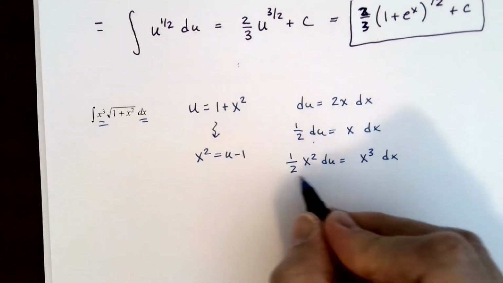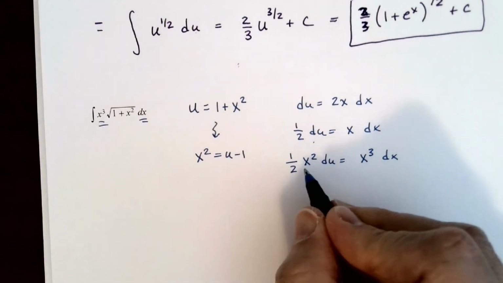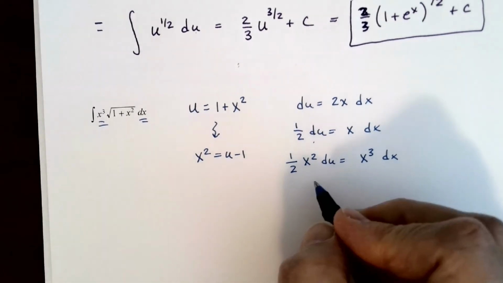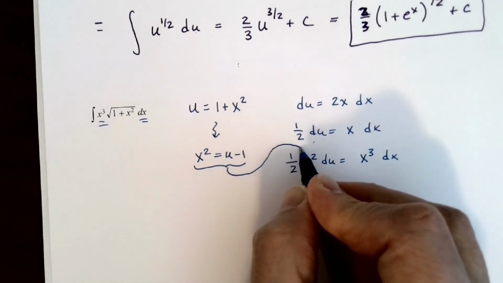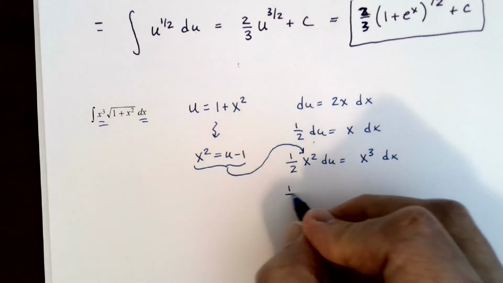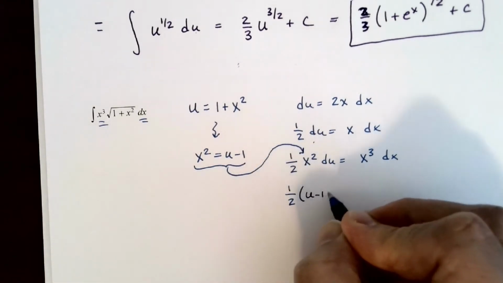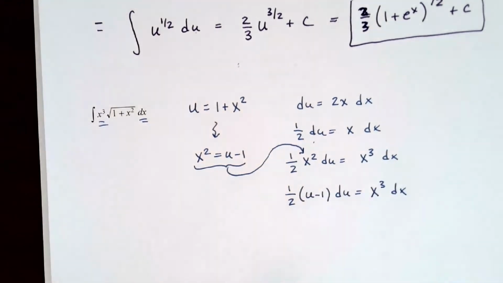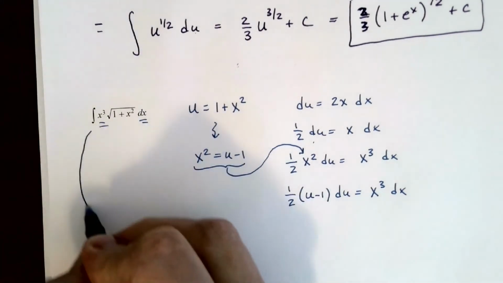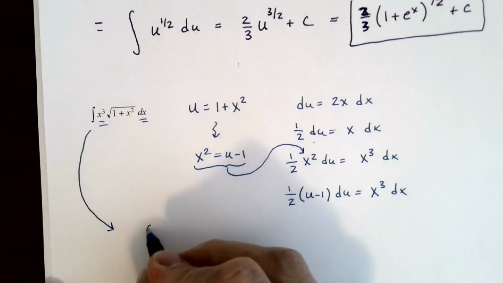I don't want to mix variables ever, so I don't want to have x's and u's together. I want this to be all in terms of u. I'm going to replace x squared with u minus 1, and so this is 1/2 (u minus 1) du is x cubed dx. So this requires a little extra step in the substitution. If you're going to substitute to a different variable, everything needs to change to that new variable.